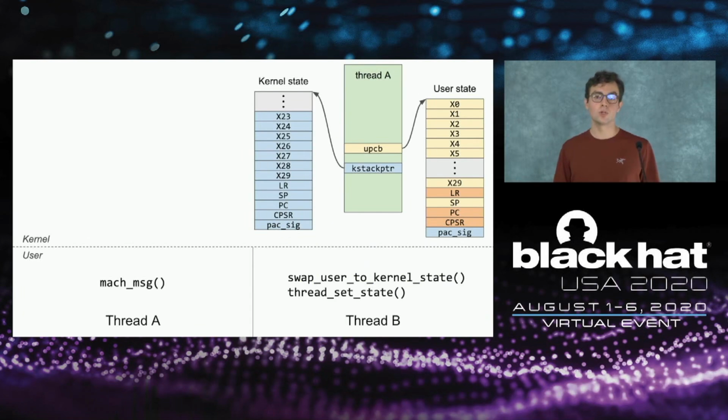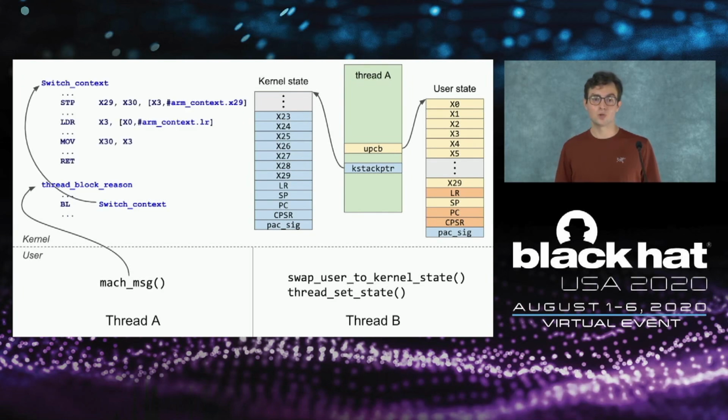And we're going to take a close look at thread A, which has two signed thread states, one for user mode execution and one for kernel execution. So what's going to happen is that thread A is going to call some system call, which is going to block, and eventually that's going to reach switch context. So when switch context is called, it's going to save all of the registers, including the return address register x30, and it's going to sign that state. And then it's going to cause the thread to block.